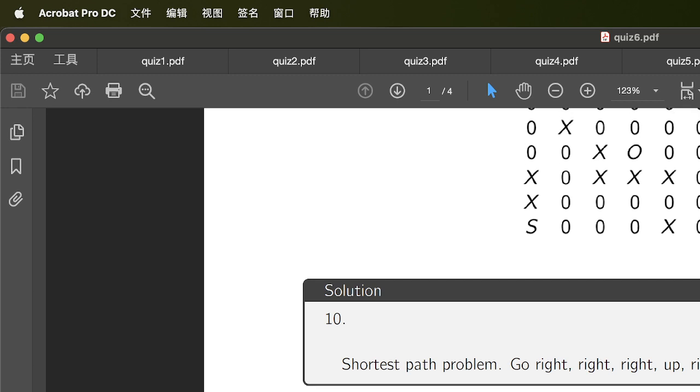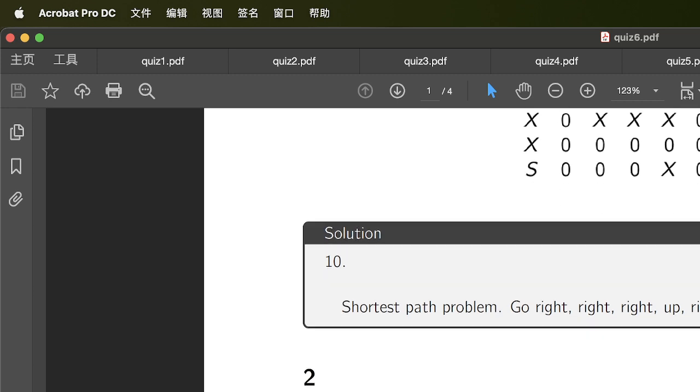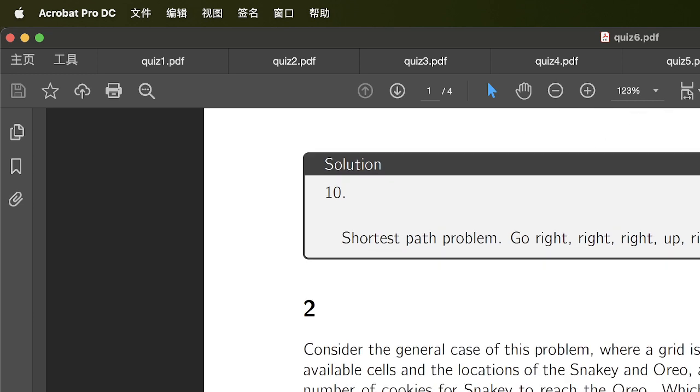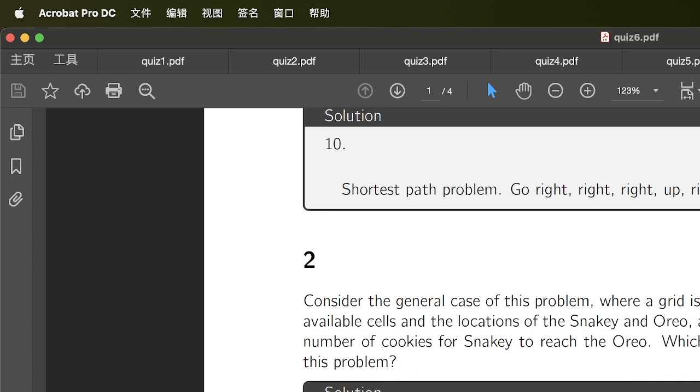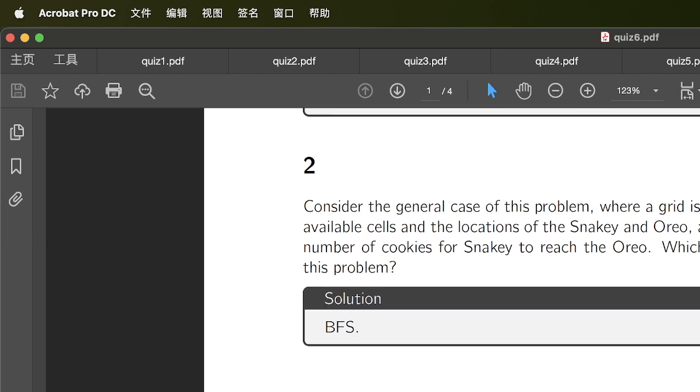Okay, consider the general case of this problem, where the grid is given as an input with blocked and available cells, and the locations of Snaky and Oreo, and the goal is to find the minimum number of cookies for Snaky to reach the Oreo. Which algorithm would we use? As we said, it's a shortest path problem, so we can use BFS to solve this.